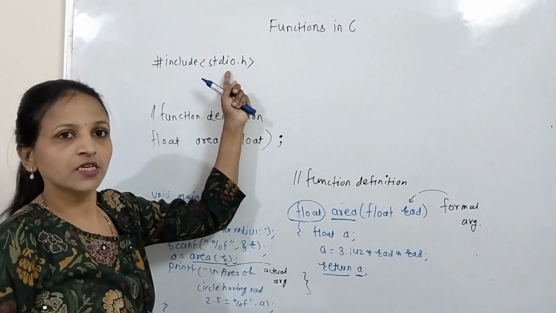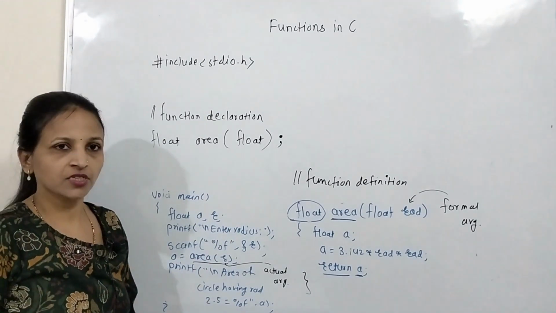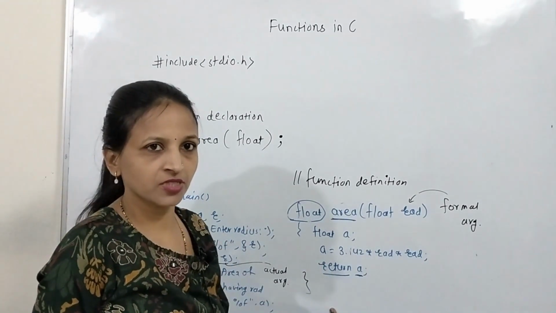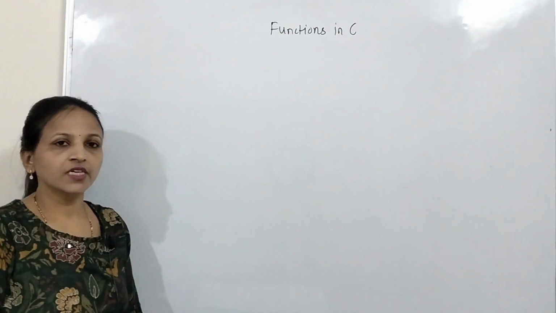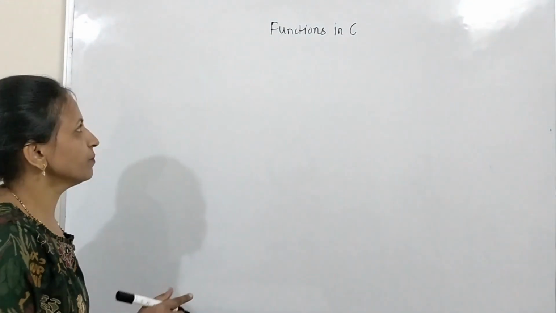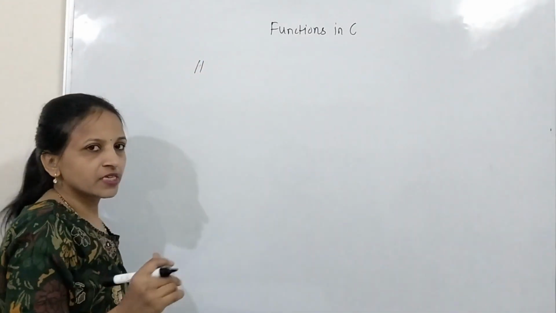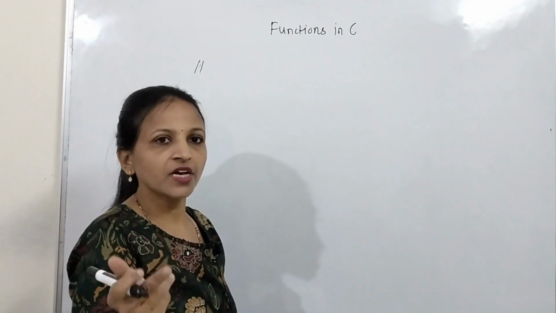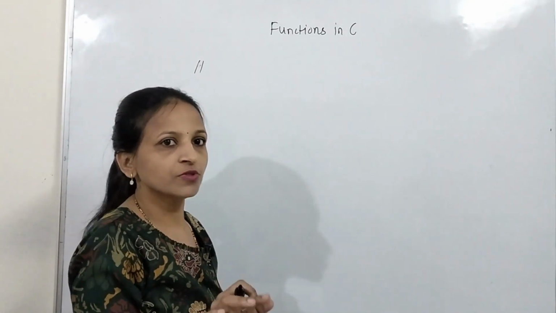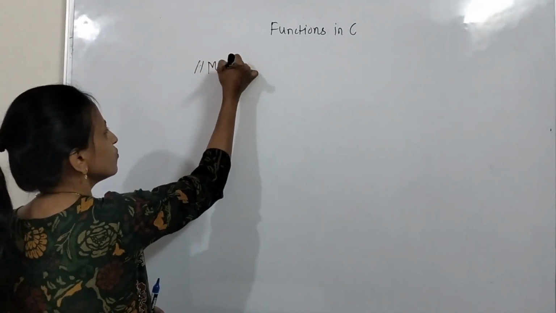First we write the header file, then the function declaration, then we call that function, and then we write the function definition. Now I am going to explain one program with the help of this function concept. I will first write a comment: multiplication of two numbers with the help of functions, that is what we have to do in this program.